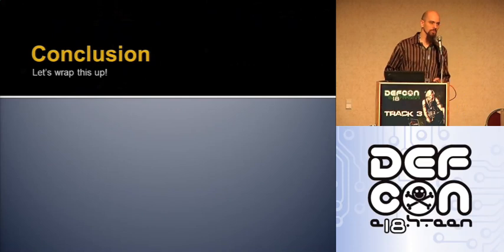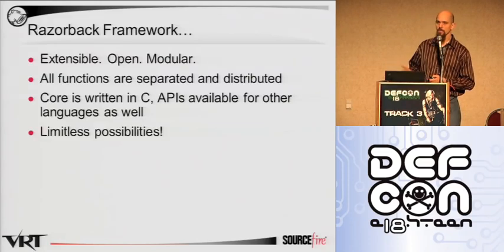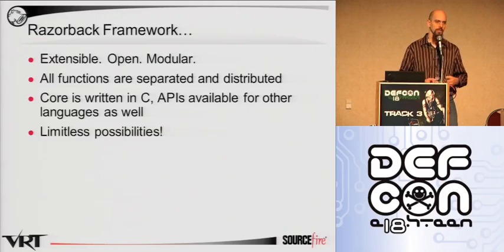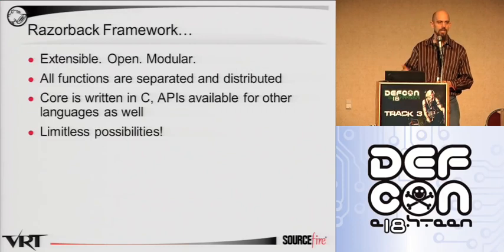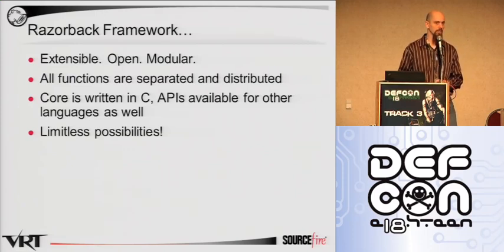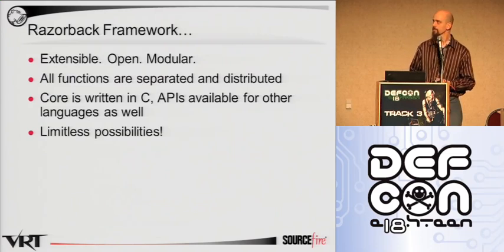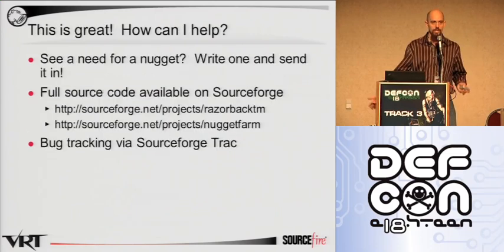Okay, so conclusion, the Razorback system, as I keep saying, it's very modular. It's very scalable. You can have individual machines that have single tasks that they do. Or if you want to do a smaller scale thing, you can have one machine that runs a bunch of things. We really make it so that you're able to set it up however you want to do it. It's really limitless possibilities, and that's the goal. We provide a framework. You provide what kind of information you want to handle and how you want to handle it. So I'm glad you guys are all excited. I know you guys want to go home and start writing some nuggets now.